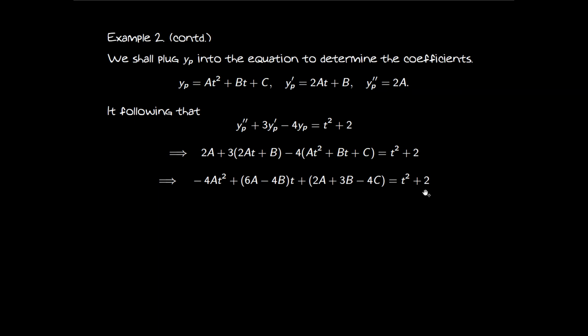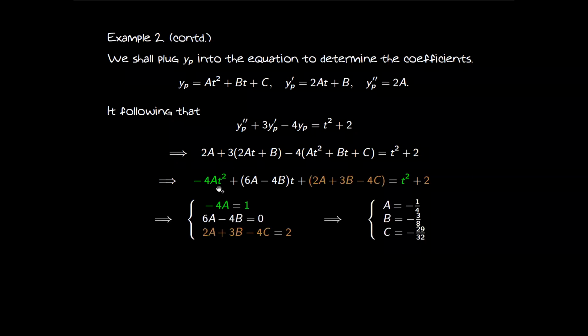And now we compare the coefficients of the corresponding terms in these two sides. We're going to say for the t squared terms, you're going to have negative 4a on one side and 1 on the other side. For t, you're going to have 6a minus 4b on one side, and no t means 0t on the other side. And for the constant, you're going to have 2a plus 3b minus 4c, and 2 on these two sides.